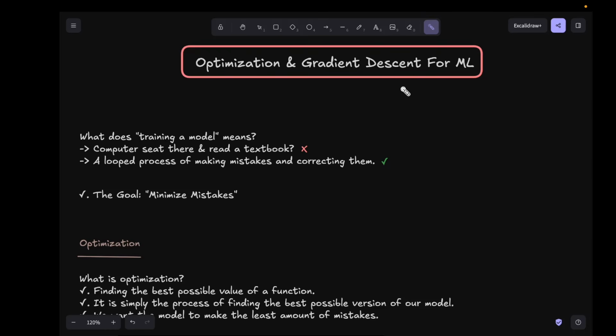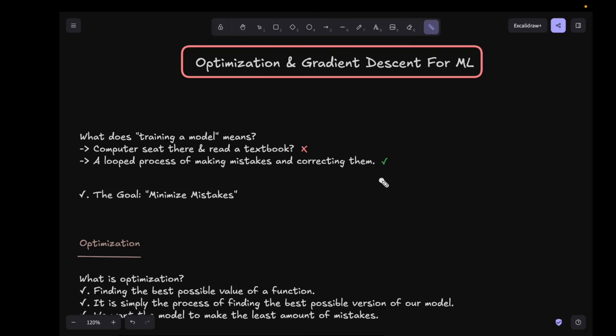If you have been following the explosion of artificial intelligence lately, from ChatGPT writing poetry to self-driving cars navigating streets, you might have wondered how a pile of math and code actually learns to do anything. We often hear phrases like training a model. But what does training a model mean physically? Does the computer sit there and read the textbook? No. Training is actually just a loop process of making mistakes and correcting them step by step.